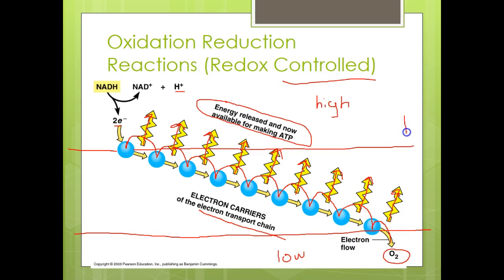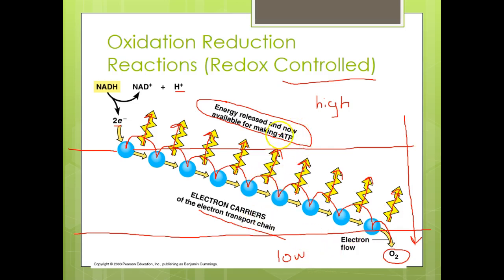And H+ ions are naturally going to flow through the membrane, through the ATP synthase enzyme, from an area of high to low concentration. But just like any diffusion, it will eventually reach equilibrium if you're not actively transporting these H+ ions back to the high side.